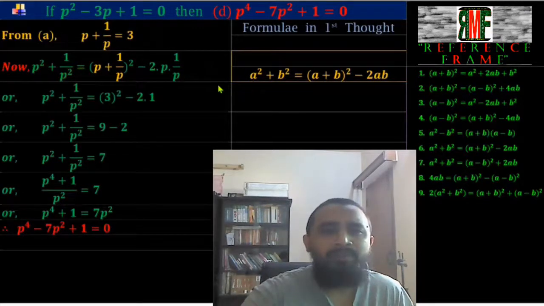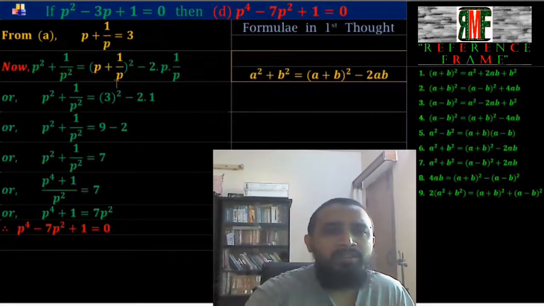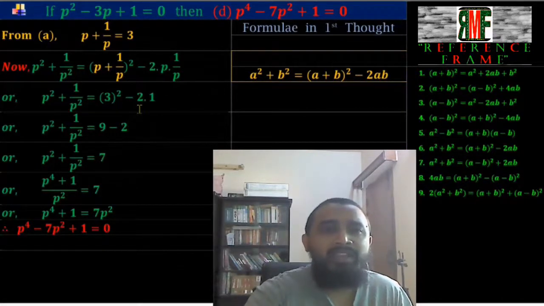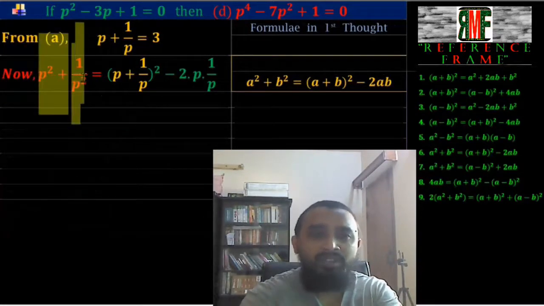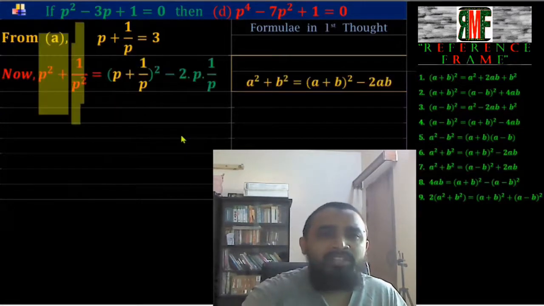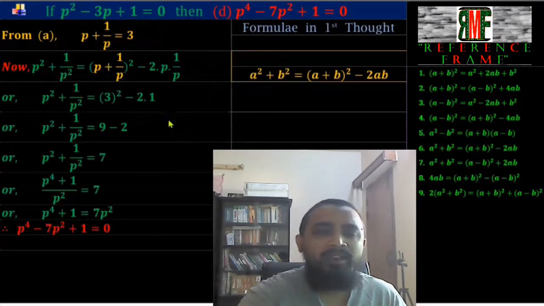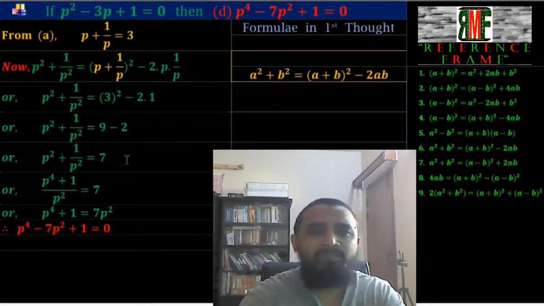Okay, so look, we found this value earlier. p square plus 1 over p square, which is 7. So look here, after that point, because we know this value is 7, we do the same procedure that we followed earlier. Now, from this part, we need to be careful. We solved this problem after this part in our previous problem.